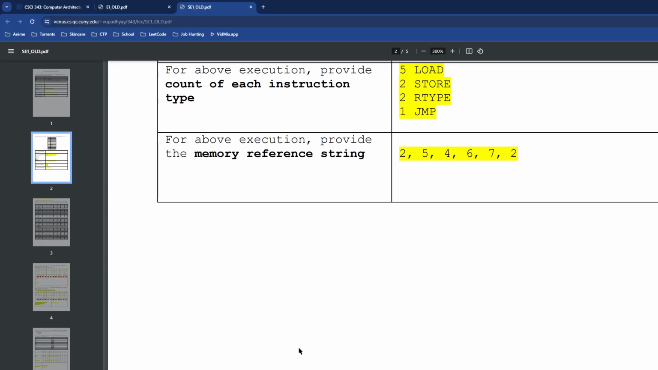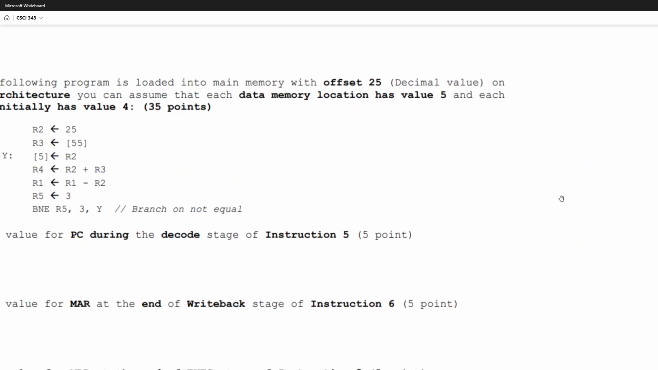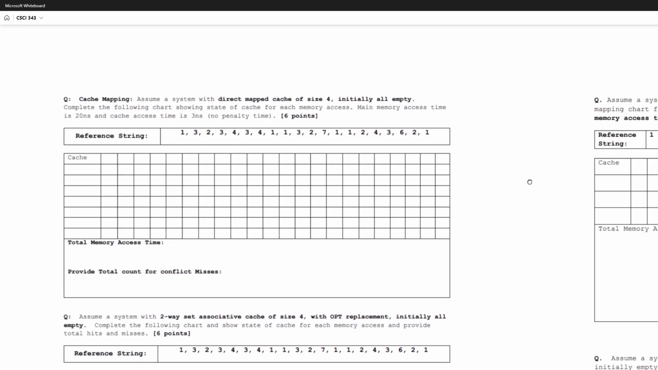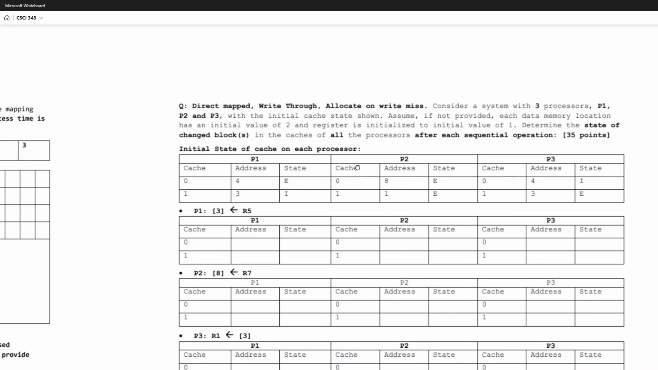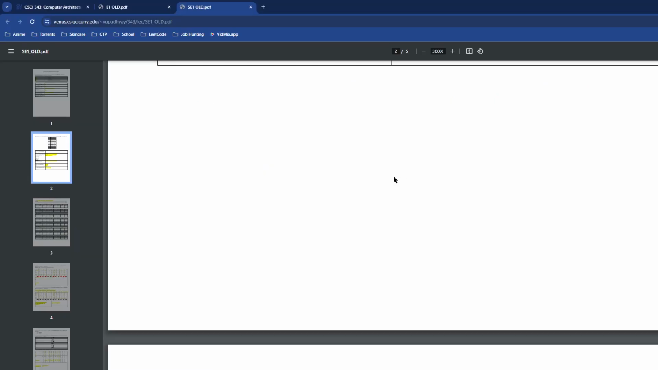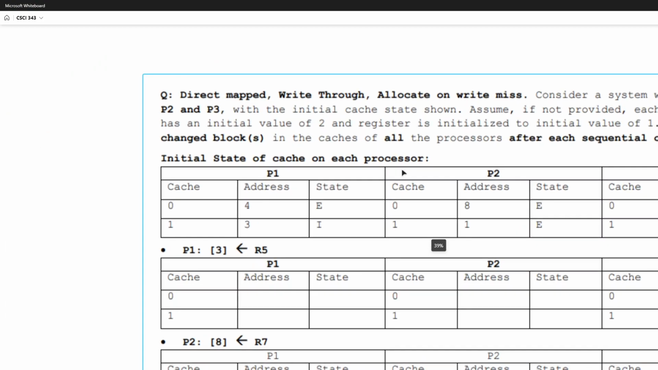Do they have an answer key for this one? Direct map, write allocate. That's like way ahead, I think. Yeah, I think it's this one.